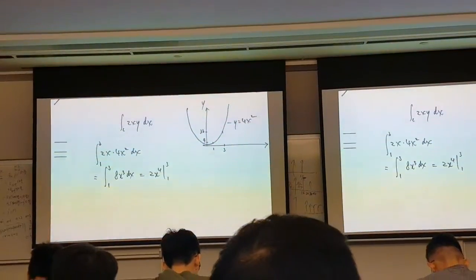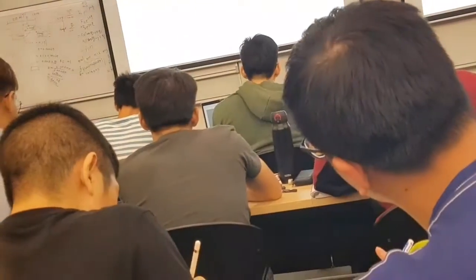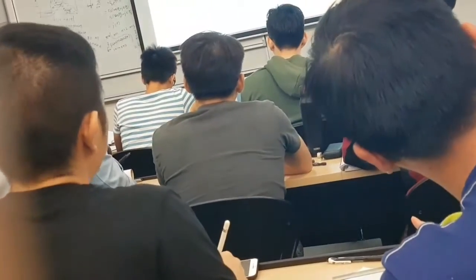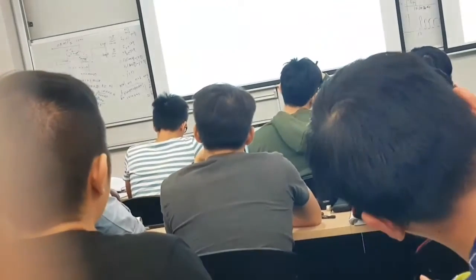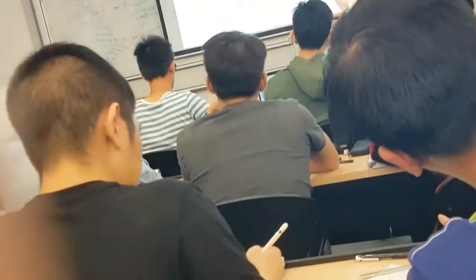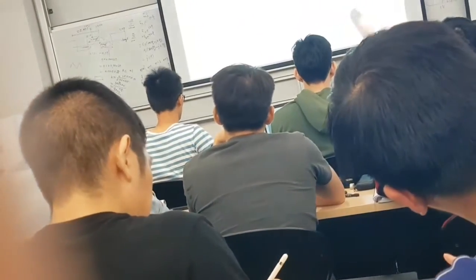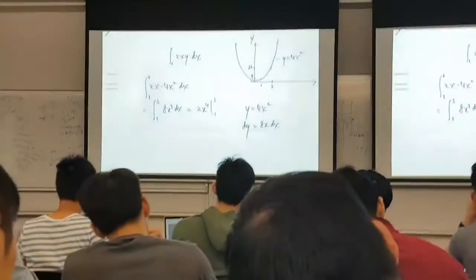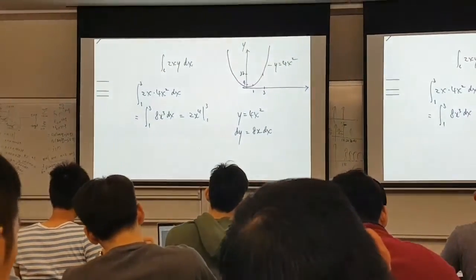Okay, so what about if you try to do it differently? Can we actually work it out differently? You can, because what happened here is you have y is equal to 4x squared. Okay, we have y is equal to 4x squared. If I have to do dy, what do I get? I get 8x dx. Alright?